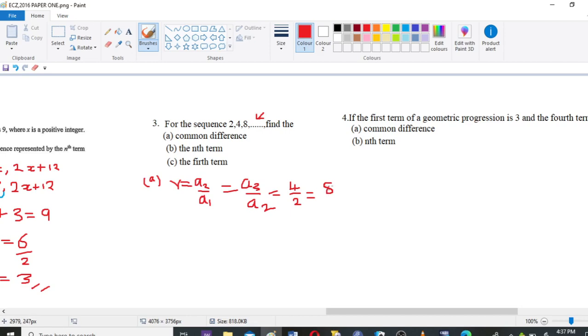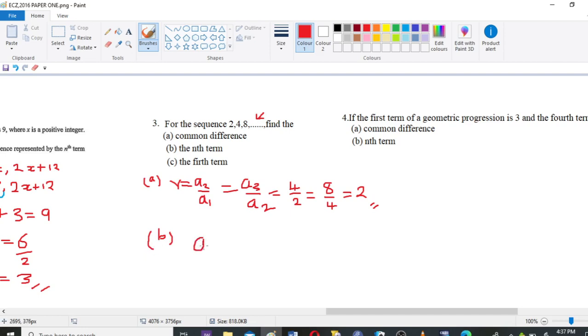8 divided by 4. You see that here we are getting 2, and also here we are getting 2. So 2 is the common difference, and this satisfies the condition for geometric progression when finding the common ratio. And so this sequence we are dealing with here is a geometric progression. We can go to B now and find the nth term.